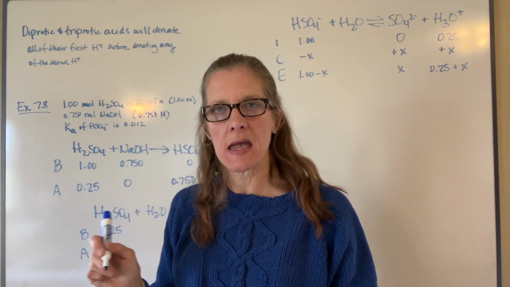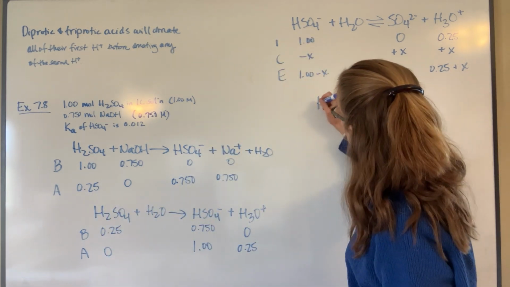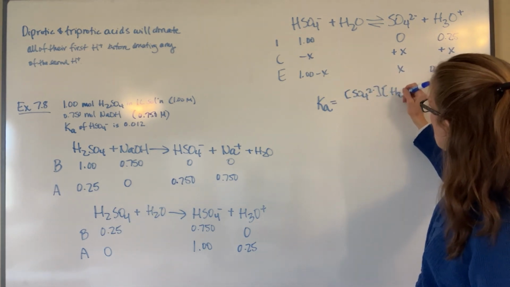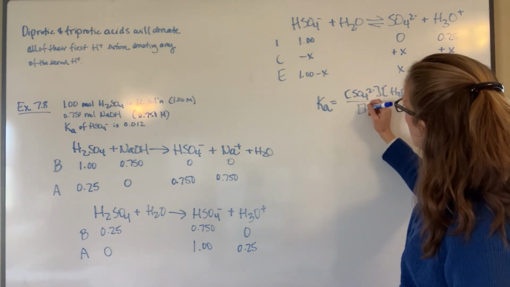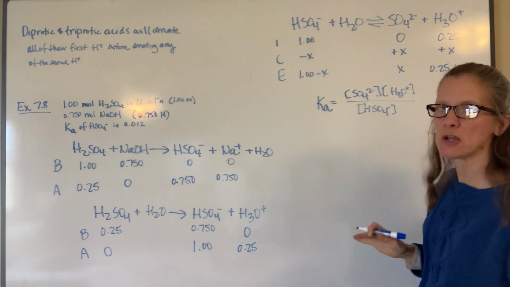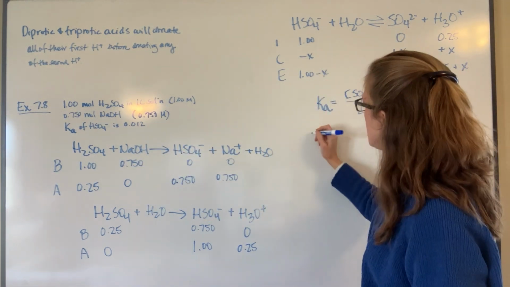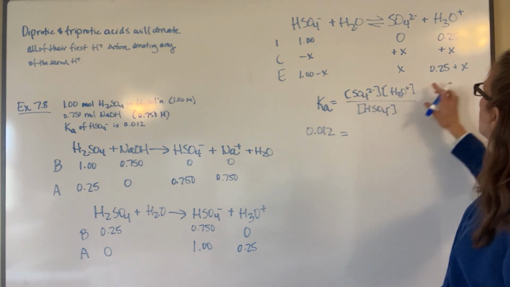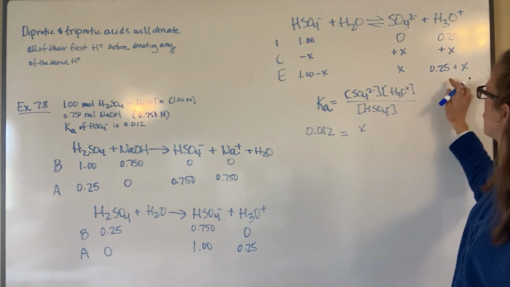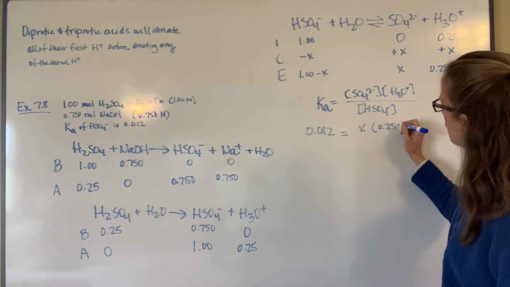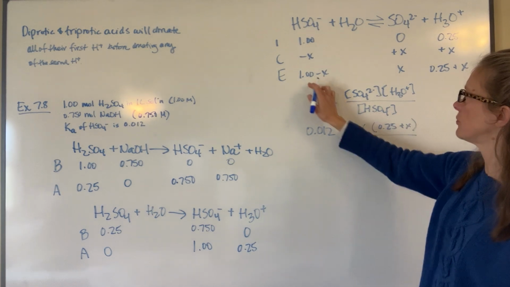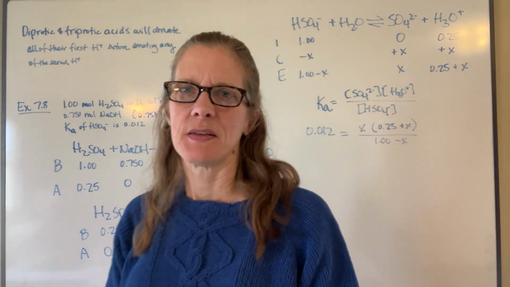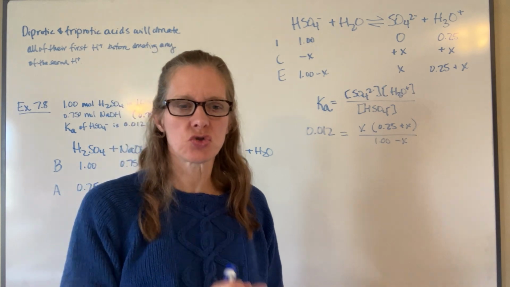So now I need to take the Ka that I was given and I need to set that up. So my Ka equals SO4 2 minus times H3O plus over HSO4 minus. That's just from the balanced equation up there. I was told that the Ka is 0.012. At equilibrium, the sulfate concentration is X. The hydronium ion concentration is 0.25 plus X, and the HSO4 minus is 1.00 minus X. Okay, that's messy. Obviously, it is extremely messy.